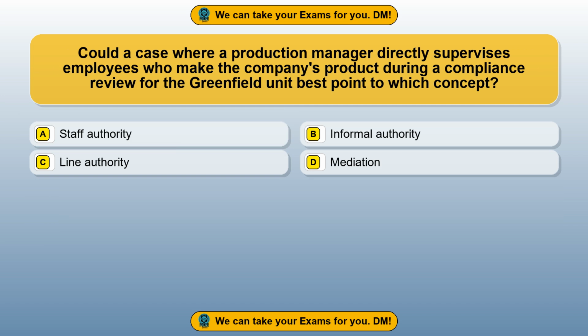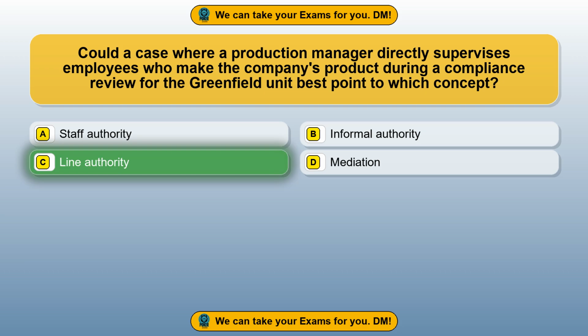Question 31. Could a case where a production manager directly supervises employees who make the company's product during a compliance review for the Greenfield unit best point to which concept? Option A, staff authority. Option B, informal authority. Option C, line authority. Option D, mediation. The correct answer is option C, line authority.